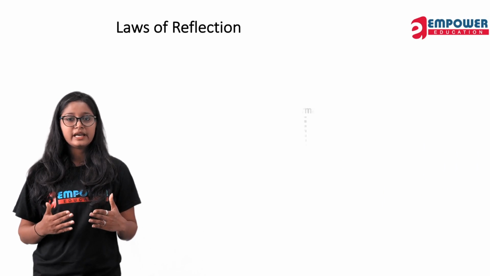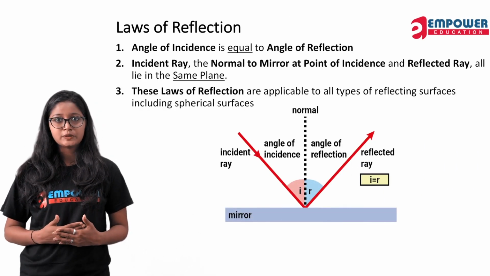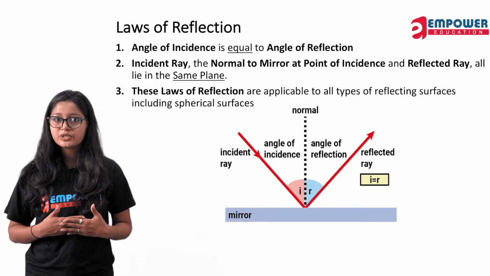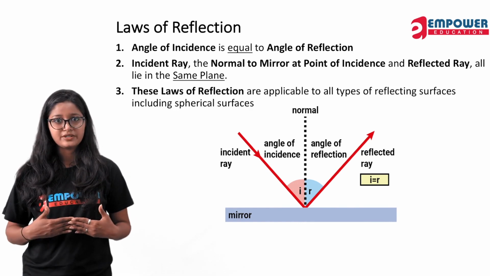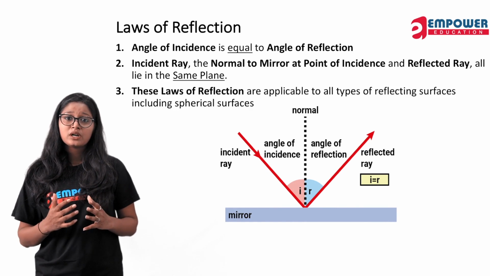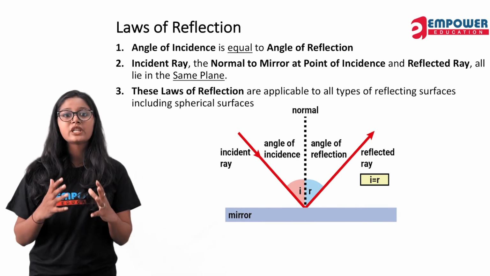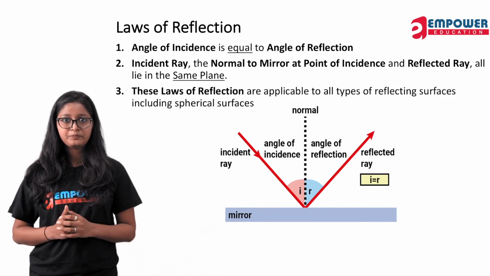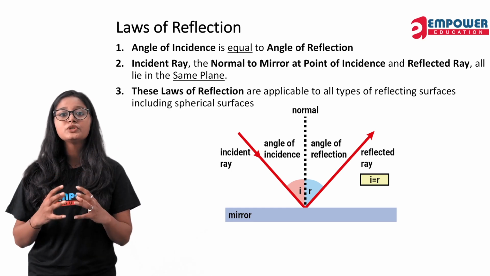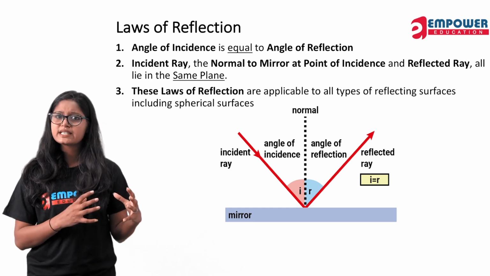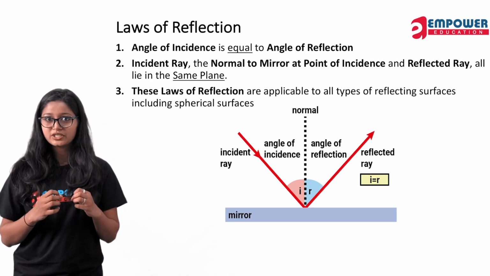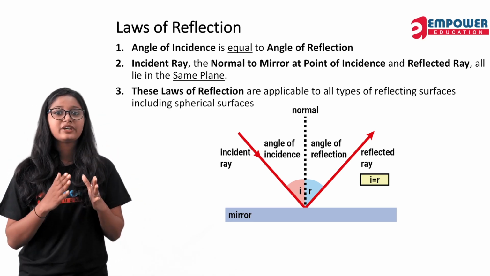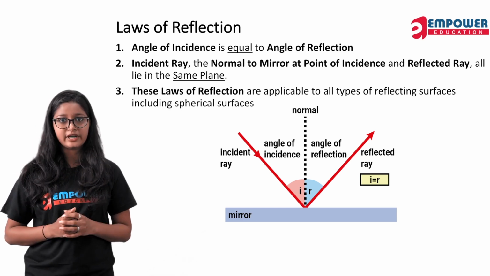If we consider an example of reflection, we have plane mirrors in our home. So a plane mirror is a reflecting surface. Now, to understand this phenomenon of reflection, we have certain rules, or you can say certain laws of reflection. Reflection can take place only when these laws are satisfied.